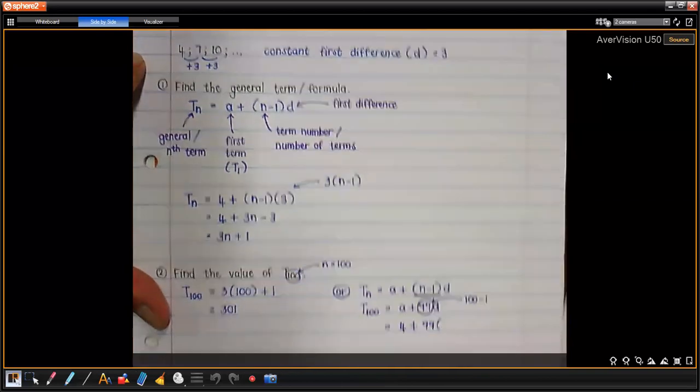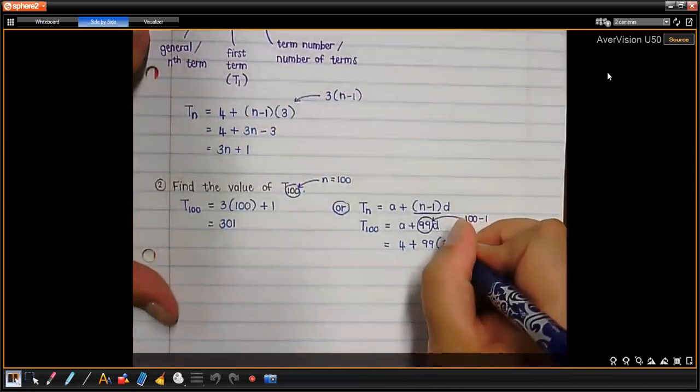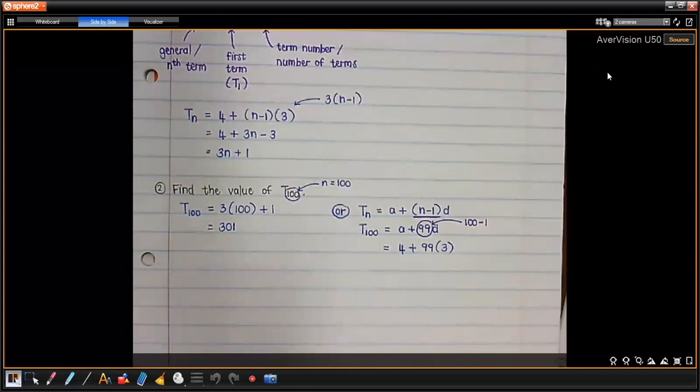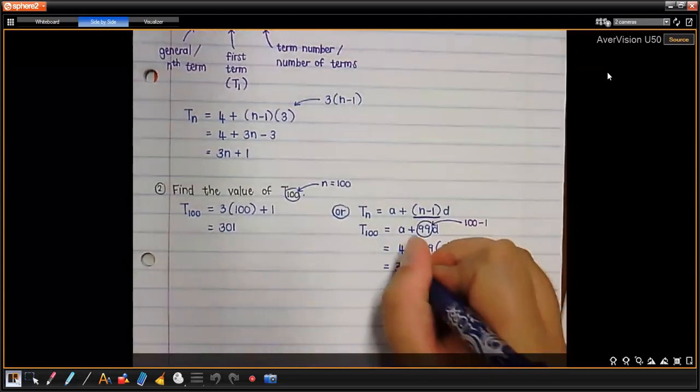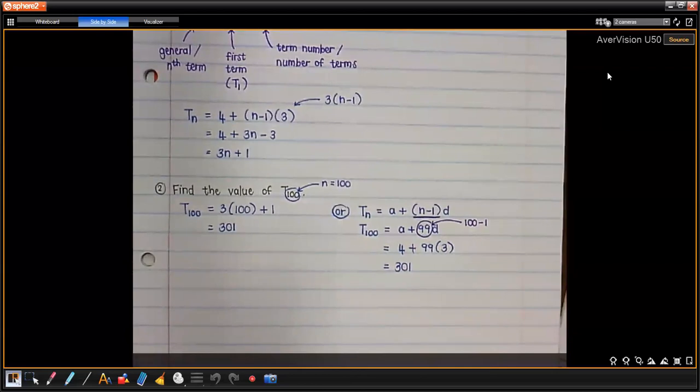Here we go, 3. Right, so you can just substitute those values into the actual general formula, not the specific one that we calculated for this number pattern. Okay, and if you work that out, you will also get an answer of 301. Okay, it's up to you which method you want to use. Both are fine. Okay, all right.